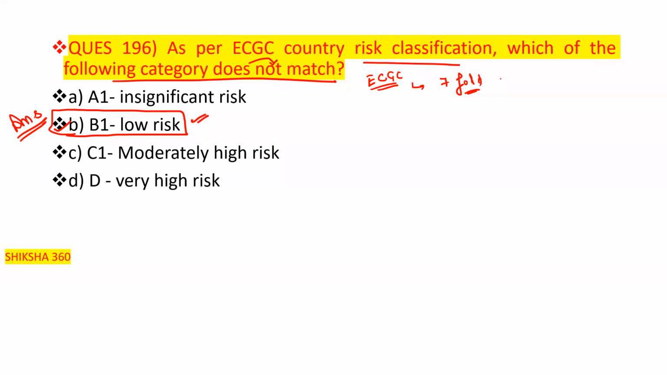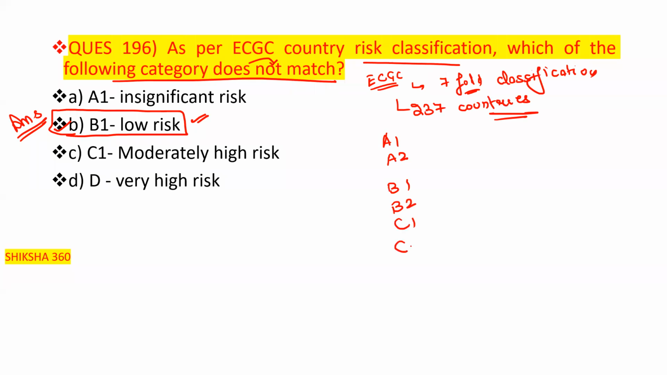The 7-fold classification consists of 237 countries. They have divided it into 7 categories. First of all we will write the 7-fold: A1, A2, B1, B2, C1, C2 and D. That is 1, 2, 3, 4, 5, 6, 7.